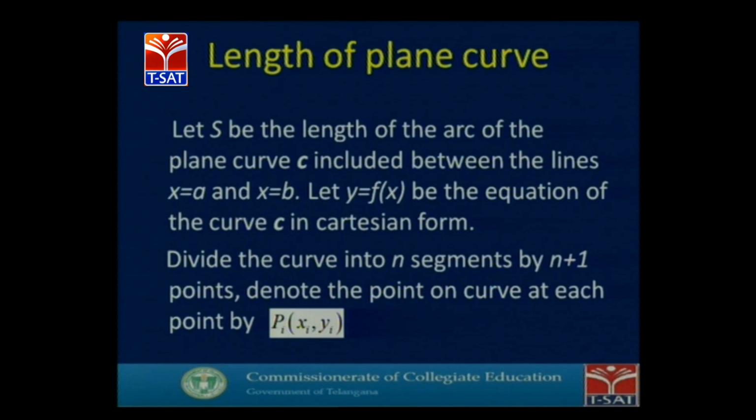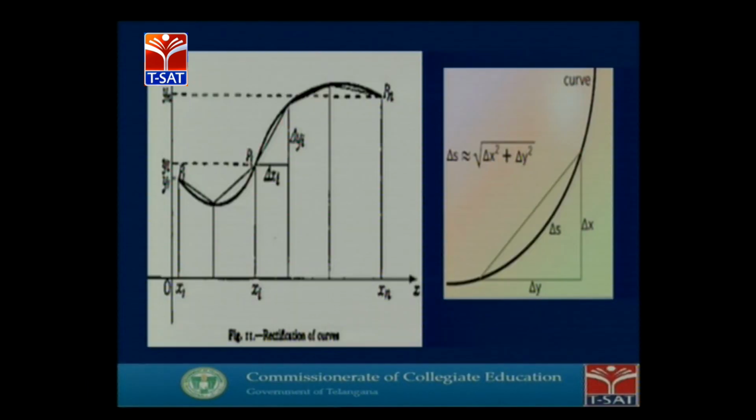Suppose S is the length of the arc of the plane curve C included between the lines x equals a and x equals b. Let y equals f of x be the equation of the curve C in Cartesian form. So now we will find the length of the arc between the lines x equals a and x equals b. Divide the curve into n segments by n plus 1 points. Denote the point on the curve at each point by P of x comma y.